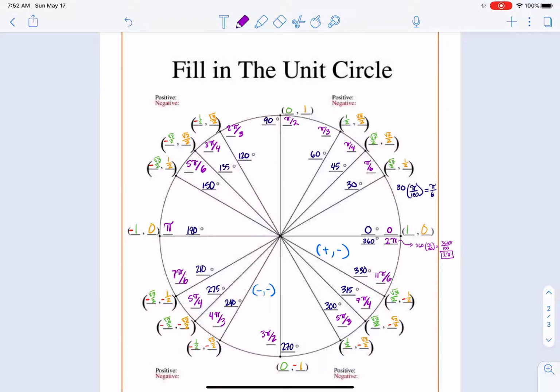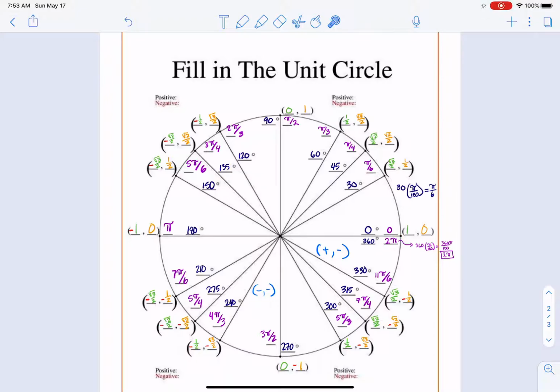So notice degrees, let's look over here actually. This will give us a hint. So when I have 180 degrees, I have pi radians. When I have 360 degrees, I get 2 pi radians, which makes sense, right? This one doubles, this one doubles, this one doubles, this one doubles.